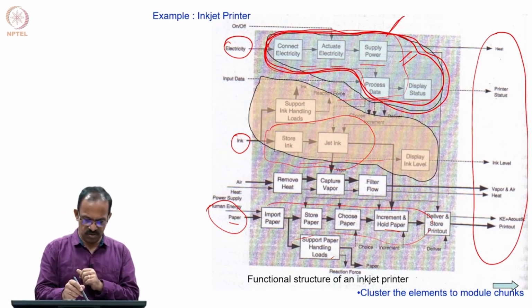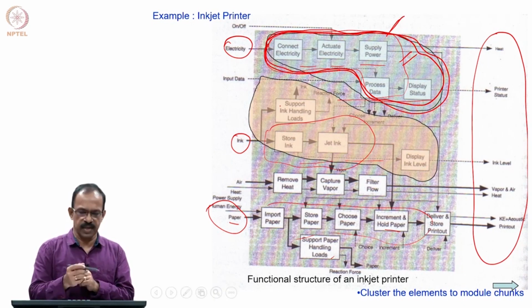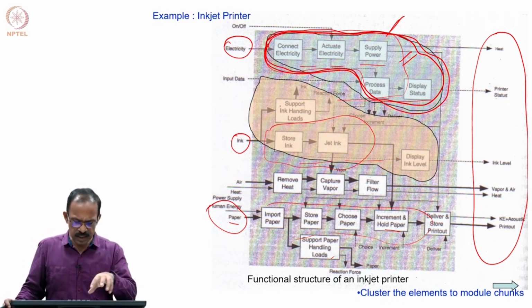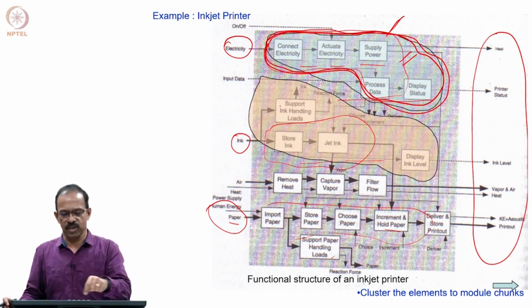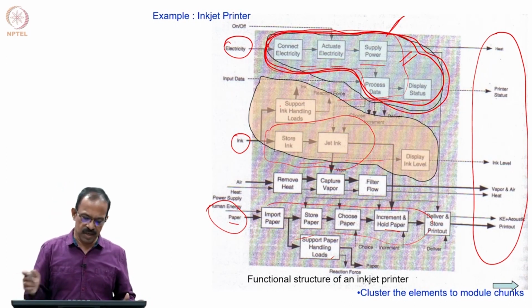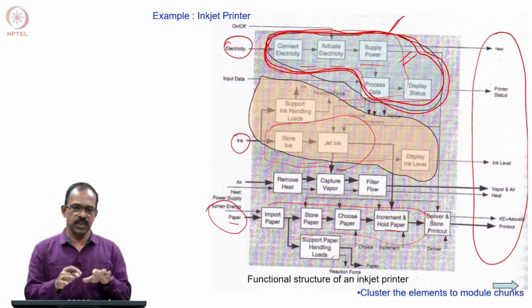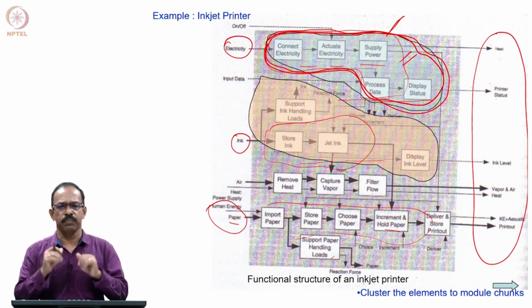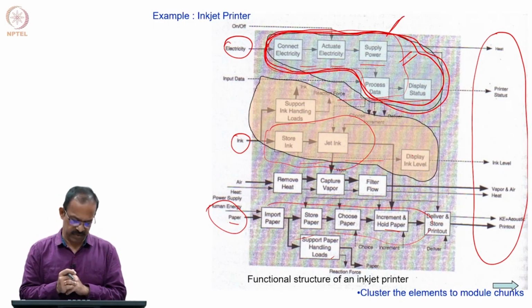So, you can see this is store ink, jet ink, display ink level, and support ink handling. Again you have the common flow here, the ink as a material, which is common to all these functions. We will try to see whether we can put this as a module. And as I told you, this is only the beginning of the identification of modules. It need not be necessary that all these modules will be there in the final product. We are trying to see potential modules that can be identified.